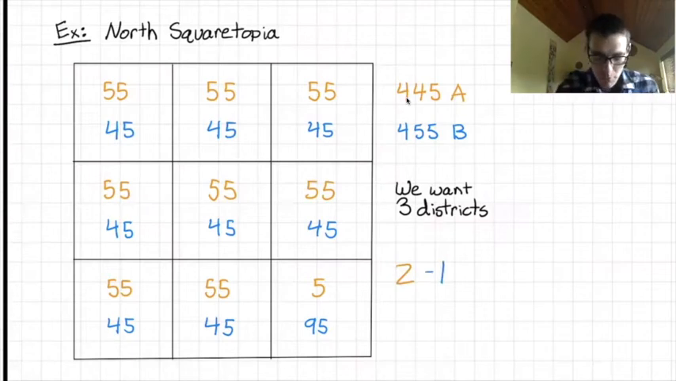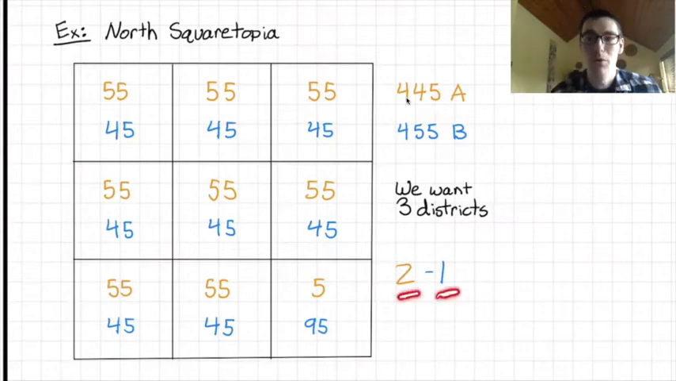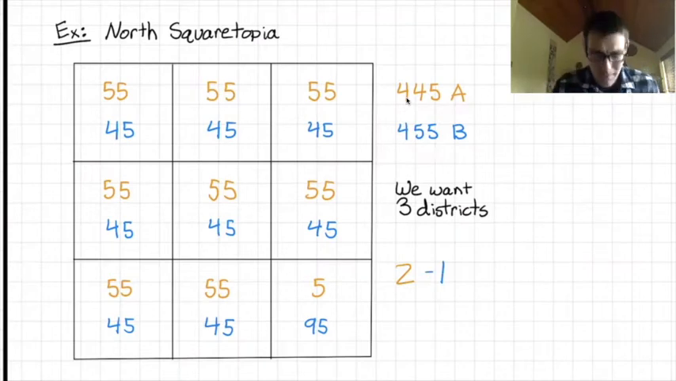So even though the blue party has more voters, more people in North Squaretopia want to vote for the blue party, no matter how the districts are drawn, in an election, the Orange Party will win 2 representatives and the Blue Party will only win 1. So this seems unfair. It certainly seems like the party that has majority support should get a majority of the seats. But this isn't unfair because of gerrymandering.